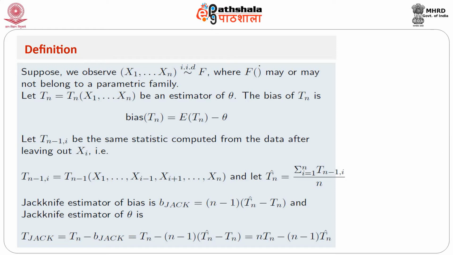A jackknife estimator of the bias is then defined as B jack, which is nothing but n minus 1 times Tn hat minus Tn, and a jackknife estimator of theta is Tn minus B jack. So, the estimator of theta is the original estimator Tn minus the bias obtained from the jackknife estimator of bias. So, T jack comes out to be Tn minus B jack, which on simple algebra is n Tn minus n minus 1 Tn hat.